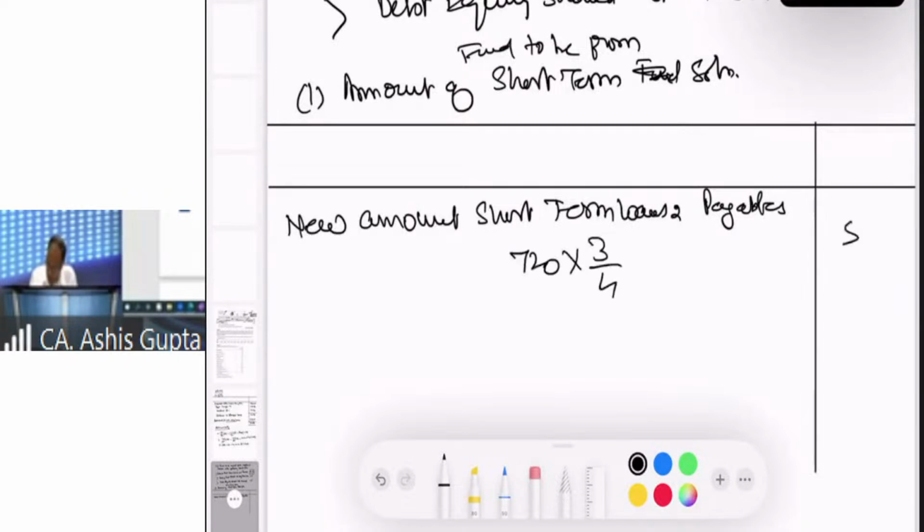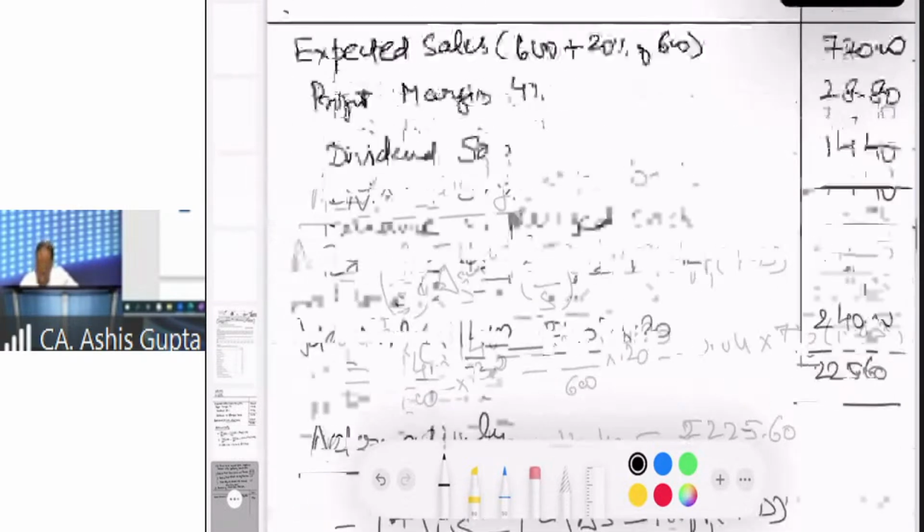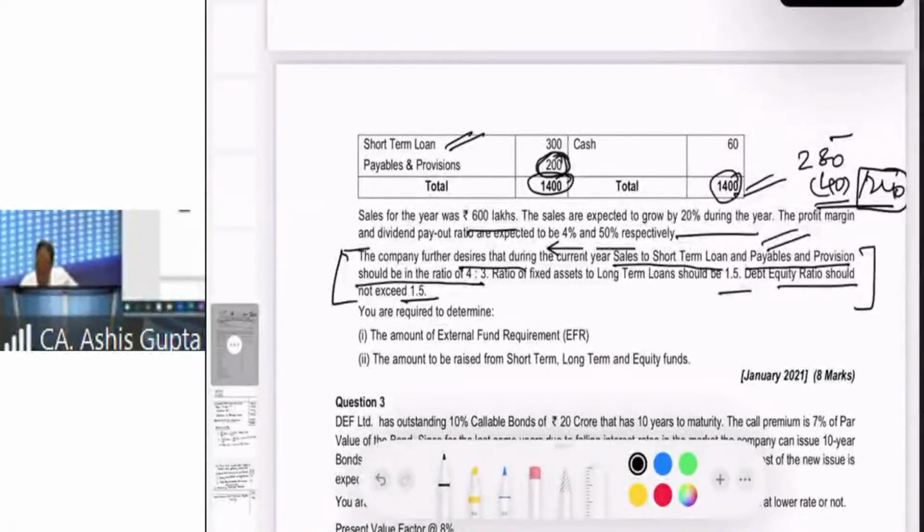So 540. This is all figures in lakhs. Tushar is asking, sir, why it is not done in the current assets? See, but current assets are included in 1400, so it is already included. It has been increased because we have considered 1400. Here, if we go by the balance sheet, it is included in this.